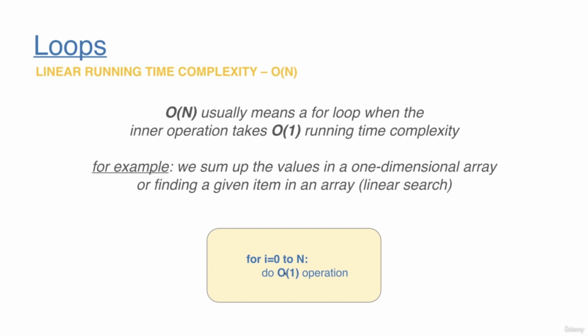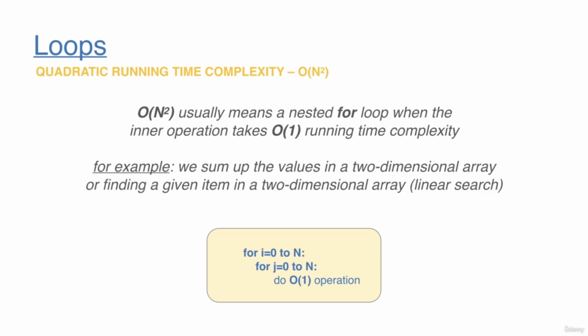So if we have a single for loop that considers every single item of the underlying data structure and the operation has order 1 running time complexity, this is when we end up with order n linear running time complexity. What about quadratic running time complexity?